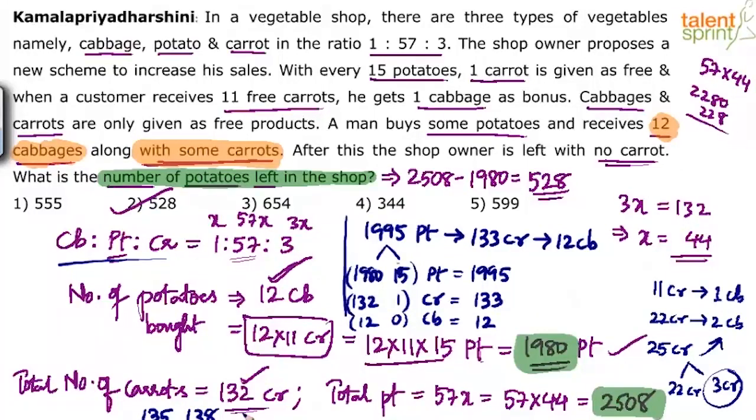138 is possible. 141 is possible. All these are multiples of 3. 144 also is possible and so on. You're getting it? You have to just look at what are the other multiples. So after 132, the next multiple of 3 is 135, 138, 141 and 144.